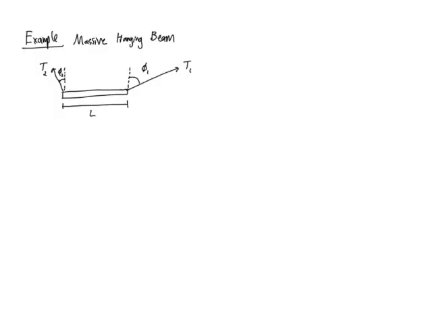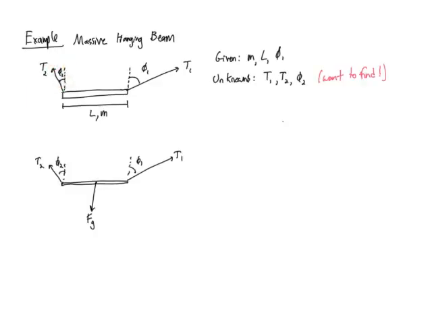So let's consider a relatively simple example of a massive hanging beam. So this is the beam. It has a length L. There are 2 ropes hanging from either side of the beam. And those 2 ropes have tensions T1 and T2 and angles with respect to the vertical of phi1 and phi2. And this is massive, so I also need to assume that the beam has some mass m. So what I want to do is have a problem where I'm given the mass and length of the beam as well as this angle right here. And my unknowns are going to be T1, T2, and phi2. And in fact, those are the things that I want to find.